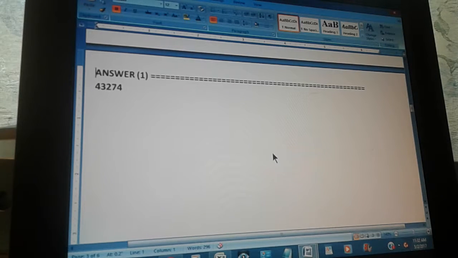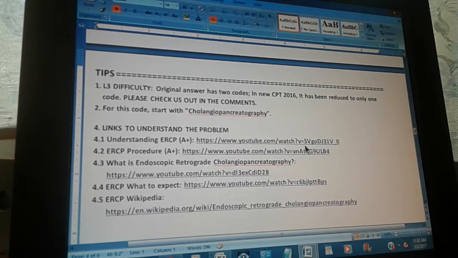Now, if you didn't get this answer, let's give you a few tips. Tip number one, level 3 difficulty. Original answer has 2 codes. In new CPT 2016, it has been reduced to only 1 code. So the old way to do it was to give you 2 codes for the procedure. Now there's only 1 code that involves the whole procedure. And if you disagree, please check us out in the comments and say something about it.